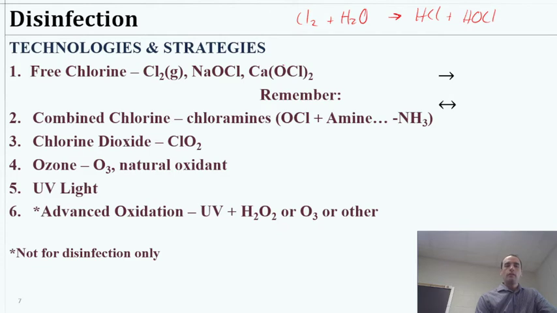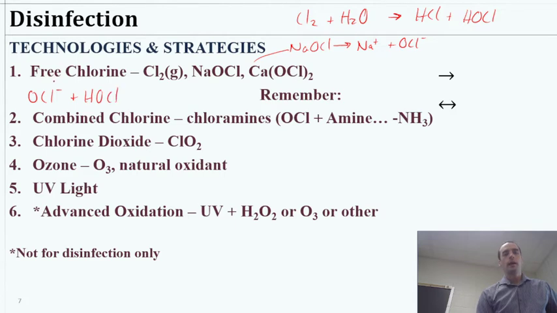If we add NaOCl or CaOCl2, the NaOCl, for example, would dissolve and dissociate into sodium and OCl minus. And OCl minus and HOCl are in equilibrium with each other. That's going to depend on the pH of the water. The combination of them both is what we call free chlorine. So free chlorine is really OCl minus and HOCl. We can apply it in different forms, but the combination of those two molecules is what we're looking at.